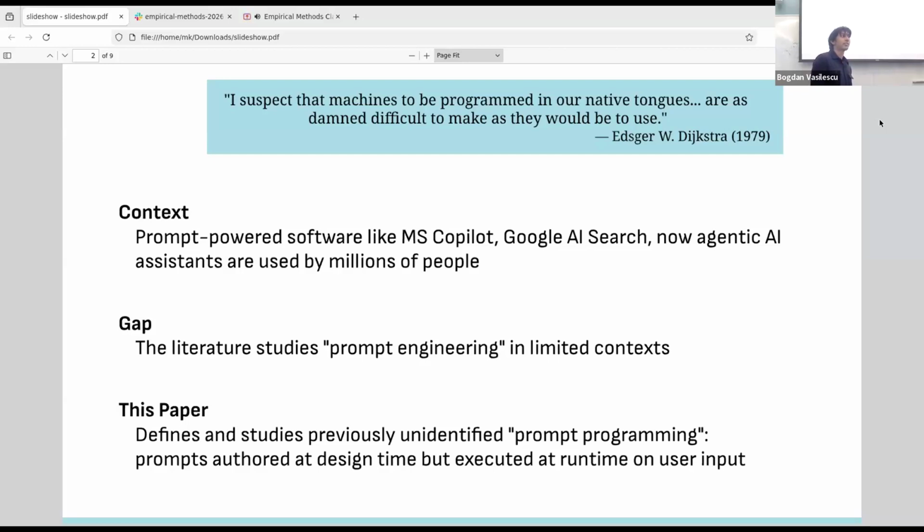And they're making a distinction between this prompt engineering and prompt programming, where it's like software, where it's the same prompt and different inputs. And so this, I guess, has not been studied before. And even prompt engineering had limited literature.